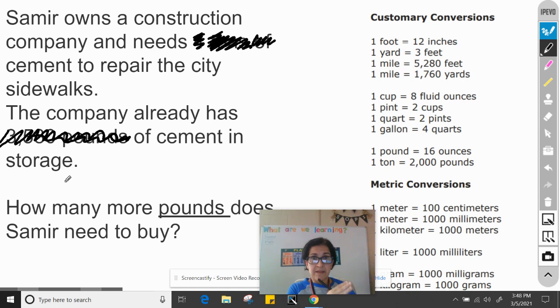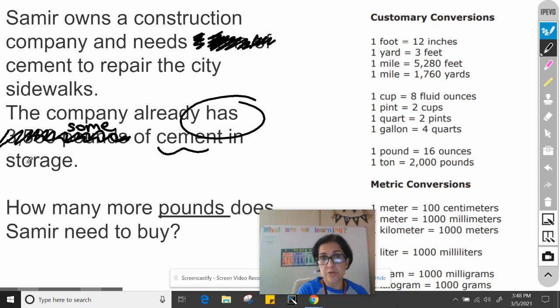It means in their office, in their construction company, they already have cement, in this case, some cement in storage. How many more pounds does Samir need to buy? So he needs to go to the store to buy cement because he needs some here, right, to repair the city sidewalks. He needs some to repair, but he already has some.